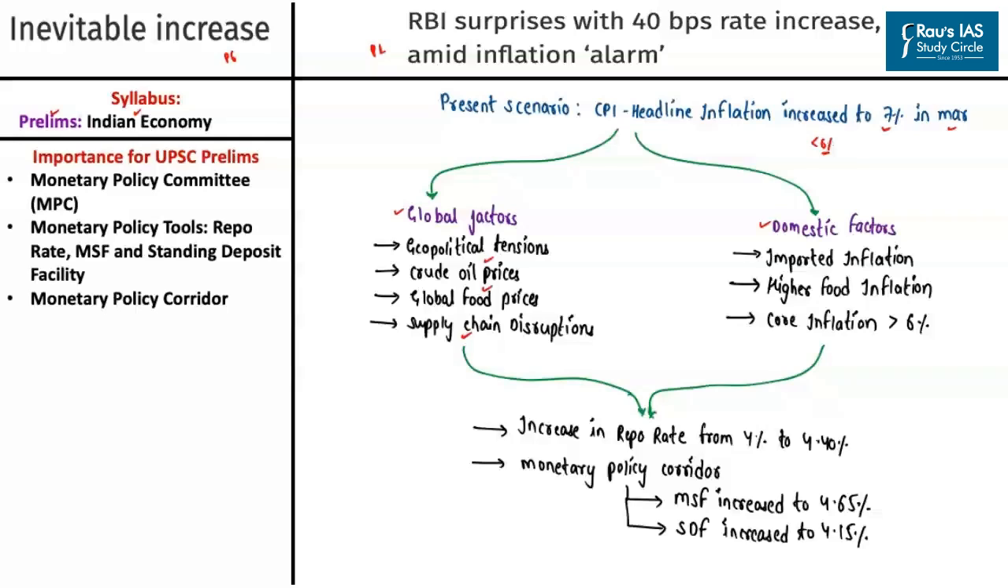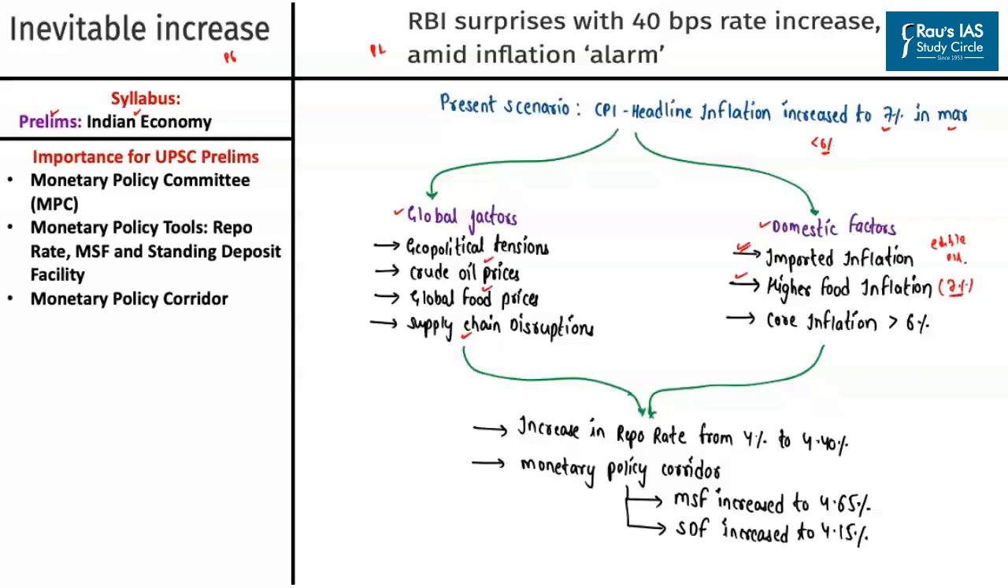When it comes to domestic factors, as you know, India imports more than 80% of its crude oil requirements. Accordingly, the higher crude oil prices have led to imported inflation as far as the Indian economy is concerned. Not just that, even the food prices have increased to more than 7%. The higher food inflation is on account of the higher edible oil prices.